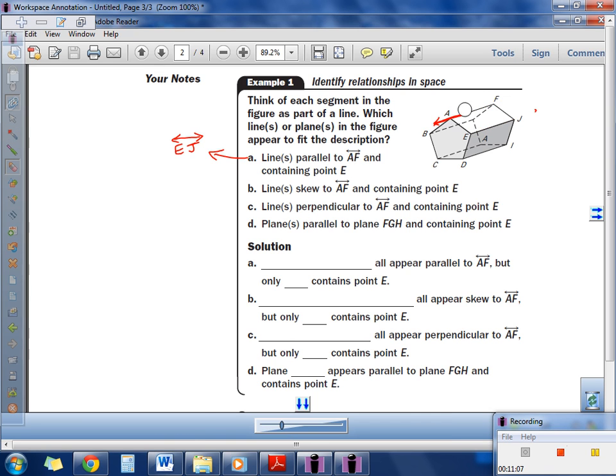Now I can erase these, and I can look at the next one, part B. B says lines skew to AF. I'll highlight AF again. Skew to AF containing point E. I got to go through point E, but I want to be skew to AF, so I'm definitely not going to say EJ. ED. The key thing about these is they're going in different directions. They're apart from each other. They're not parallel. They're not perpendicular. So ED. That's actually your only other choice on that one.